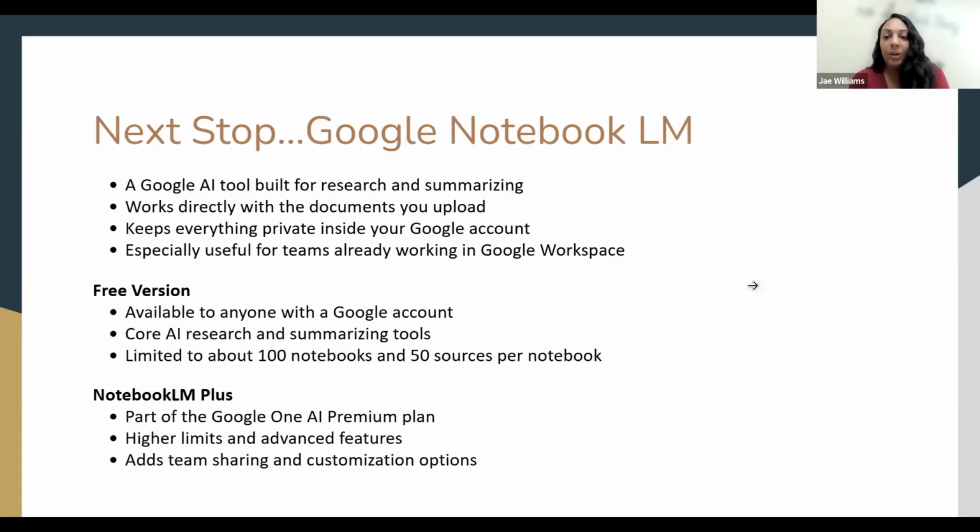So for organizations that want to use it more heavily, the paid version is called NotebookLM Plus, and that's going to come with Google One AI Premium. It just increases your limit. There are a few extra features like response customization, and it supports team sharing. So again, for most nonprofits, the free version is a really good starting point to explore this tool before deciding to upgrade and pay for anything.